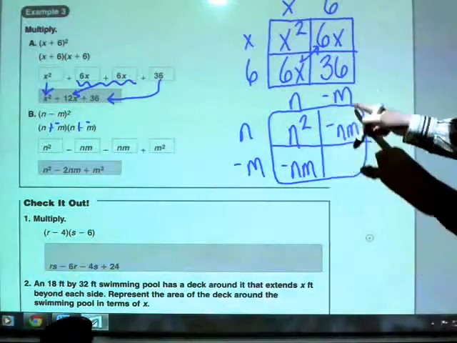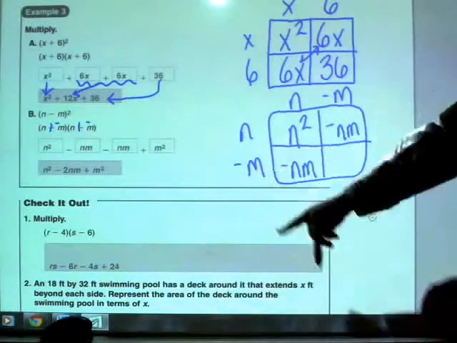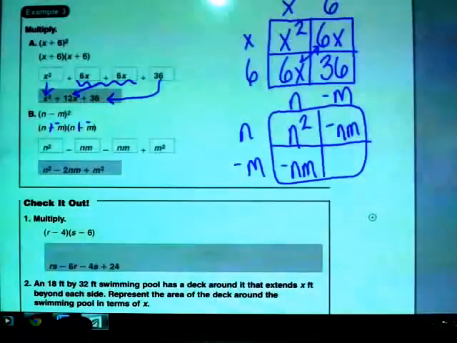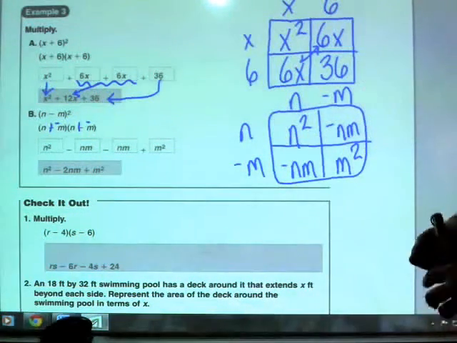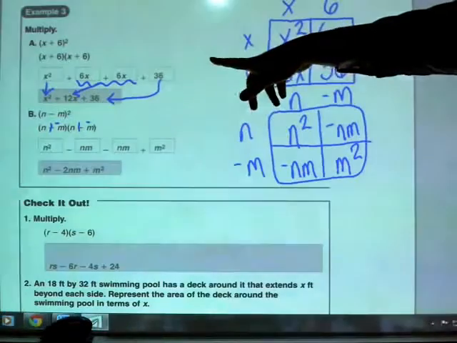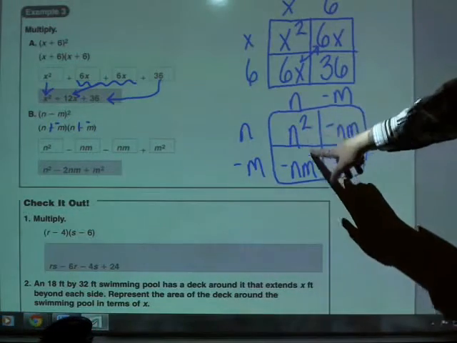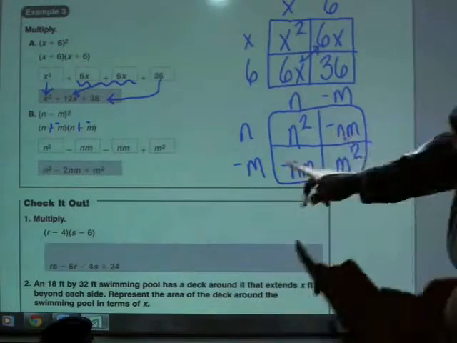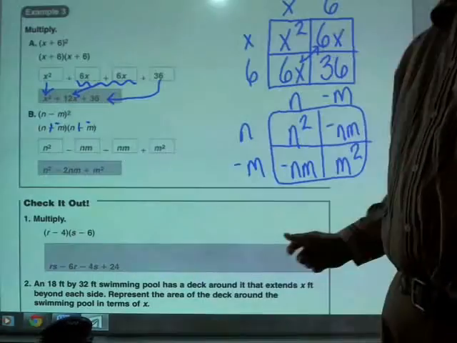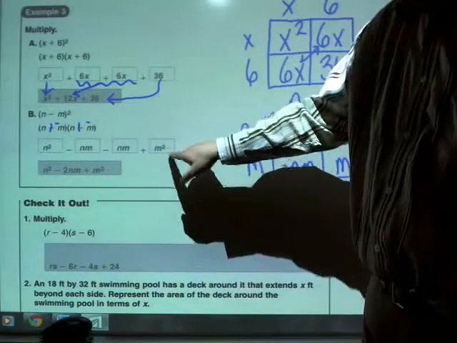If this box here has negative m above it and negative m to the left of it, well, remember, a negative times a negative is a positive, and the m and the m, using the product of powers rule, we add the exponents even though we're multiplying, and that's going to give me m squared. So now I'm going to put all these together, and it's going to look just like what you see over here. You've got n squared plus a negative nm, or you can write minus nm, plus another negative nm, or minus nm, plus m squared.